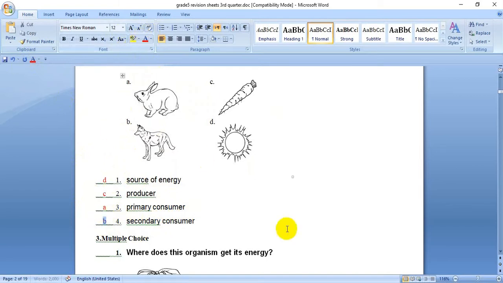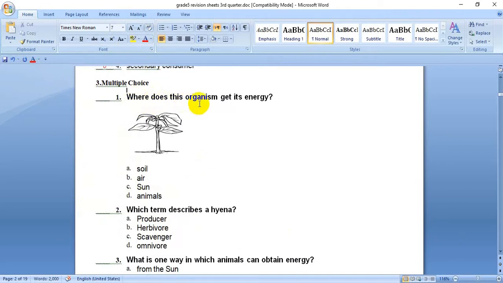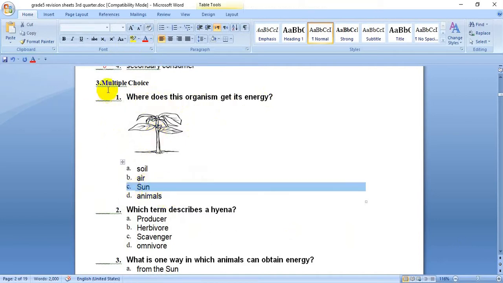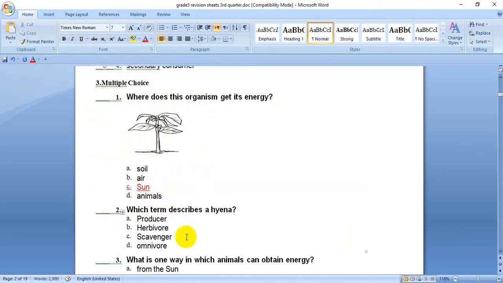Okay, so next question 1, where does this organism get its energy? As we know, this plant is a producer. It gets energy from the sun. So the answer will be C, from the sun.